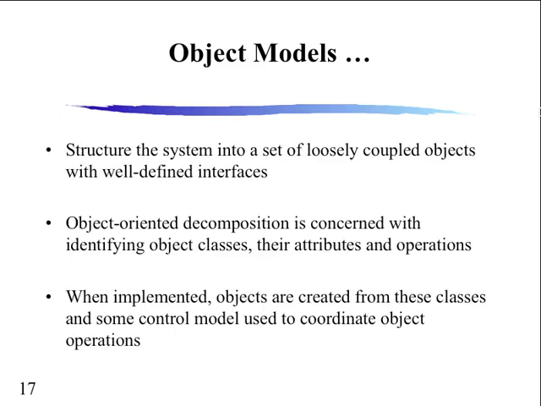Structure the system. So object models structure the system: loosely coupled objects, with well-defined interfaces between the objects. A lot of the object diagrams are showing the interfaces. It's decomposition, concerned with identifying the objects and showing the object interactions. And when implemented, the objects are created using classes. And you have some control over how you're going to coordinate the objects and the operations. Which is why a class diagram differs from an object diagram, because you're showing the operations, the behaviors, the states of those objects. In an object diagram, you're not really showing that.